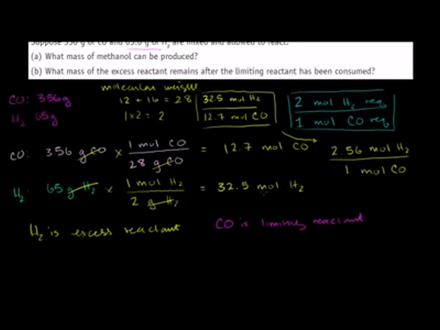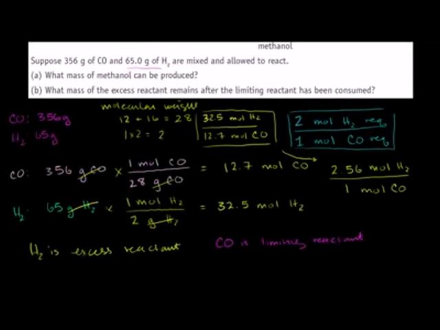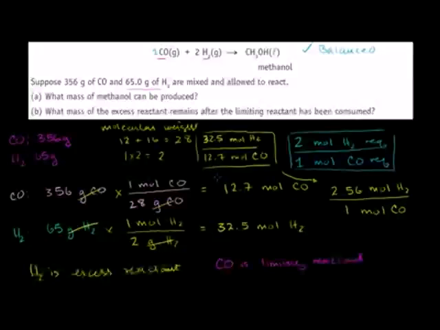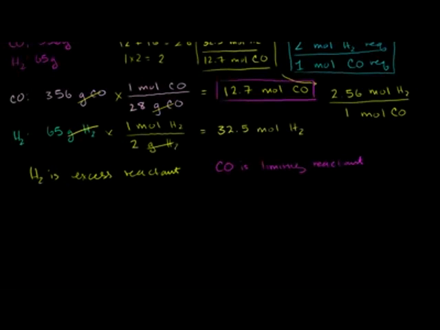Now, given that this is the excess reactant, let's see how we can use the stoichiometric ratios to figure out how much methanol is going to be produced. It's all going to be limited by our carbon monoxide. Carbon monoxide is the limiting reactant. We have more than enough hydrogen. So how much carbon monoxide do we have? We already figured it out. We have 12.7 moles of carbon monoxide.